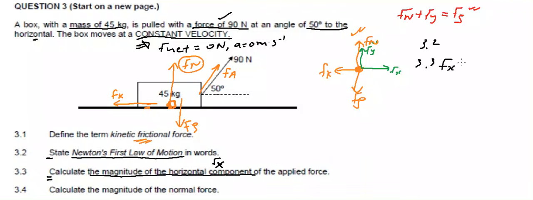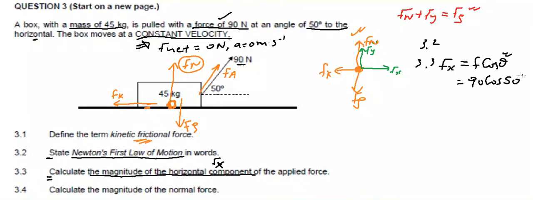The formula for Fx is the force that is slanted cos theta. So the force that is slanted there is the force applied, which is 90. So the force is 90 cos. The angle that we are talking about here is the angle between the horizontal and the force. The angle there is 50.